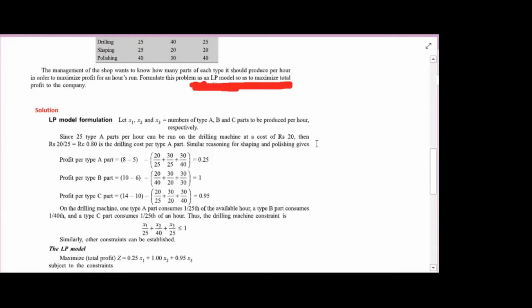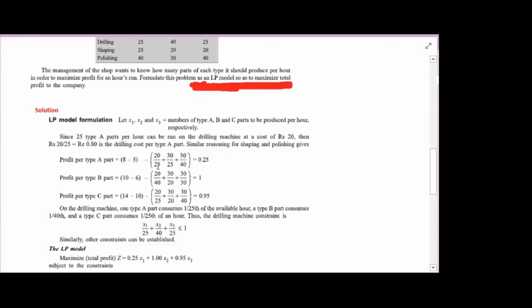Similarly, by the same reasoning for shaping and drilling, we can say that shaping of A will also be done at 25 per hour. Means 25 units of A can be shaped in 1 hour, right? And the cost of shaping is 30 and cost of polishing is 30. So 20 divided by 25, 30 cost of shaping divided by 25, right? Then polishing 30 by 40.